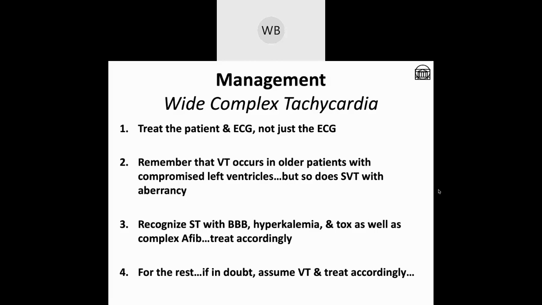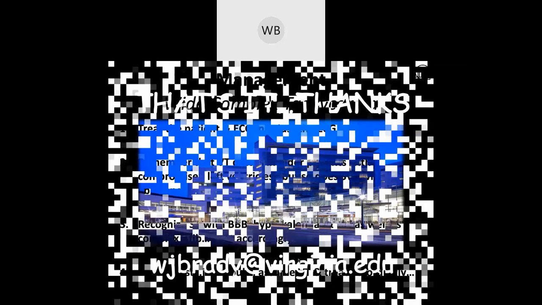In each of these presentations, we're going to want to identify the underlying issue and treat it accordingly. Okay? For the rest of the rhythm presentations, once we remove those entities that we've mentioned in number 3 above just now, if in doubt, assume Vtach and treat it accordingly, which could be electrical cardioversion in the unstable patient or intravenous procainamide in the stable patient.